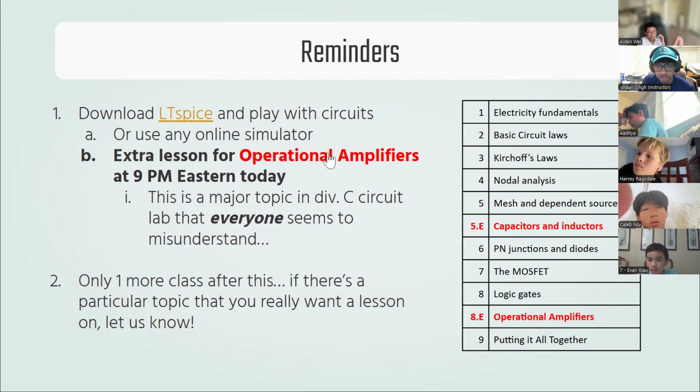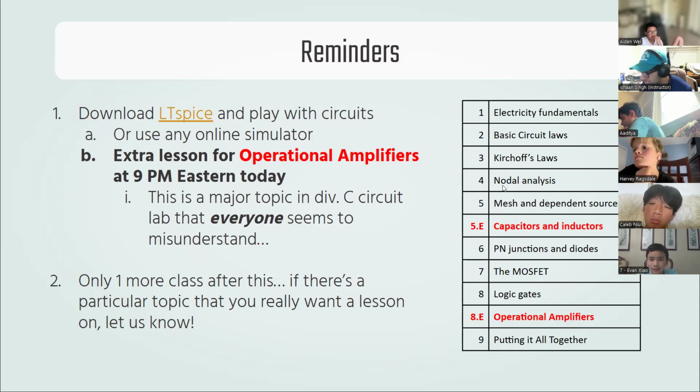So op amps come up a lot in Science Olympiad Division C. And from what I've seen, this is the thing that people mess up the most in Division C, actually. They really don't know what they're doing. It will be recorded and it will be posted. I'll make sure of that. Op amps are probably the most difficult part of Division C, but they really should be the easiest part because op amps are very simple circuit components to think about.